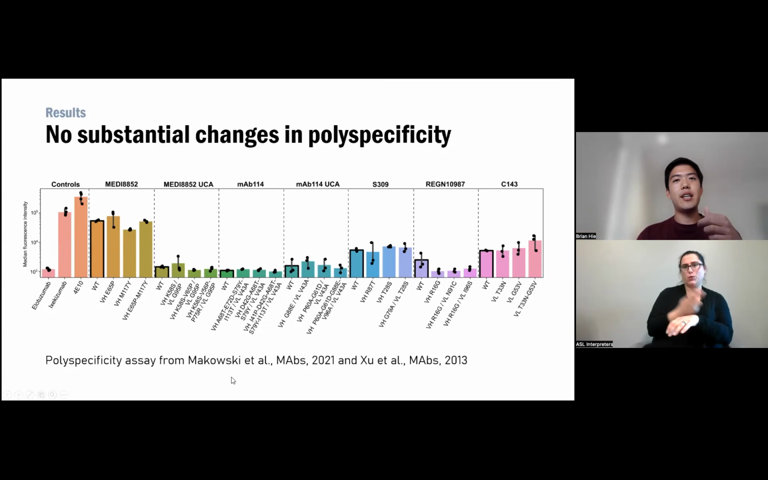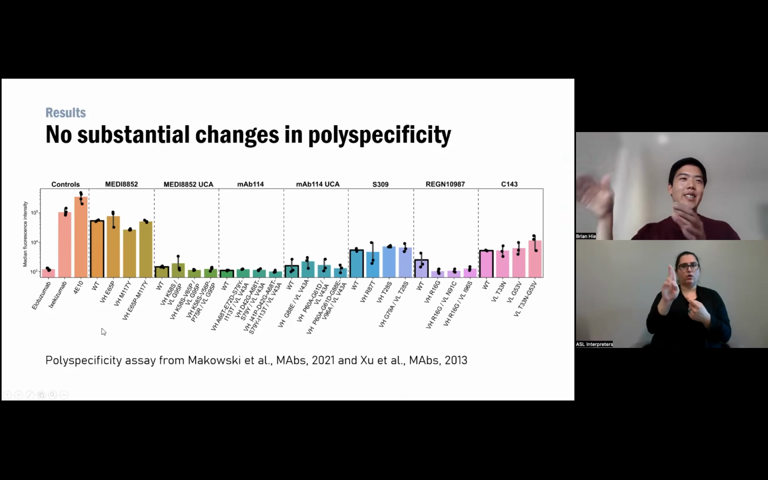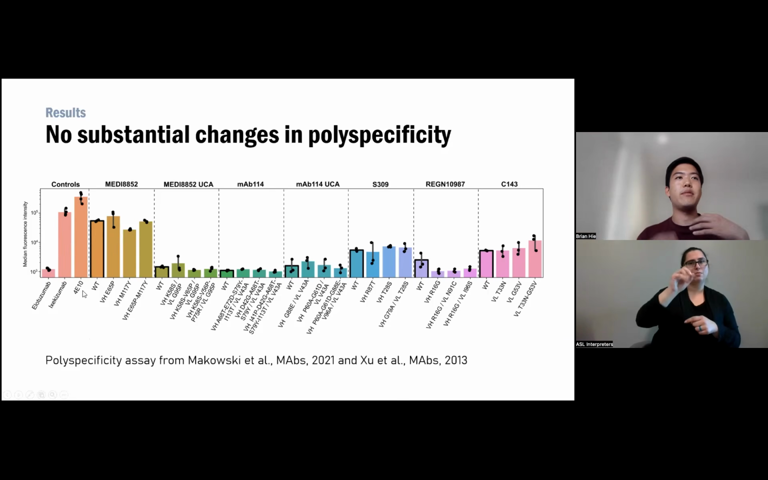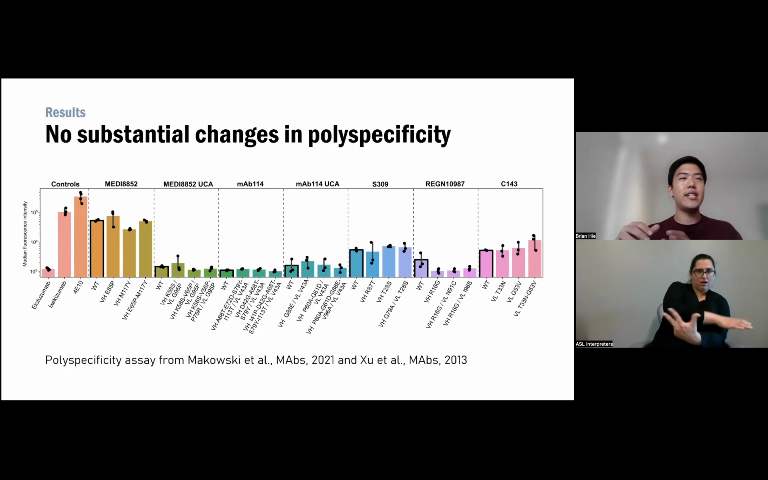And we use the polyspecificity assay described in these two references, basically testing for binding to soluble membrane proteins via flow cytometry. It's biotinylated soluble membrane proteins, and there's a streptavidin fluorophore. There are these controls. Elotuzumab is a clinical antibody with very low polyspecificity. Ixekizumab is a clinical antibody with high polyspecificity, and then Afori-10 is a research antibody with extremely high polyspecificity, and its polyspecificity is part of the reason why it was not developed clinically.